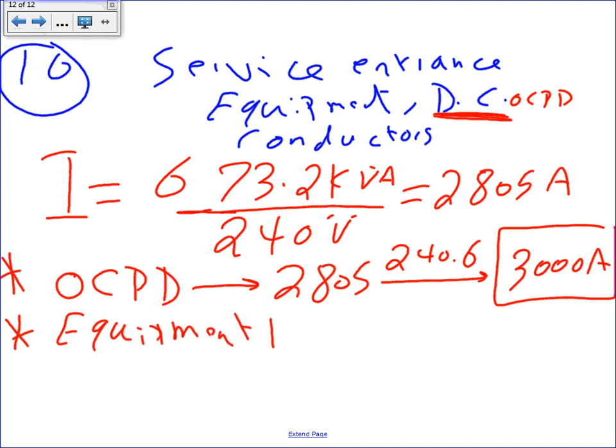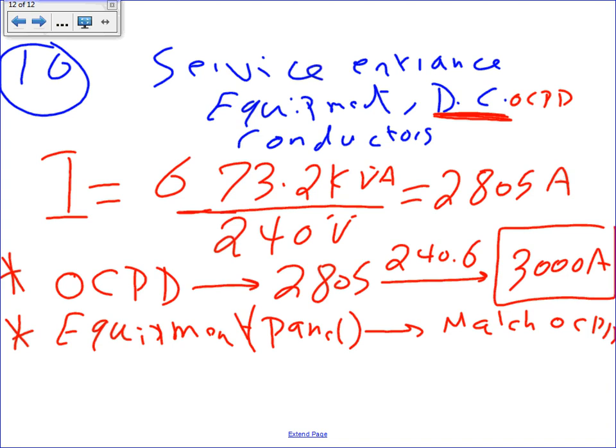Equipment panel. So the panel, I want to say here, match overcurrent protection device. So what does the equipment size have to be? When you go to Home Depot to order a switch gear, what are you going to tell them? I need a 3,000 amp switch gear.